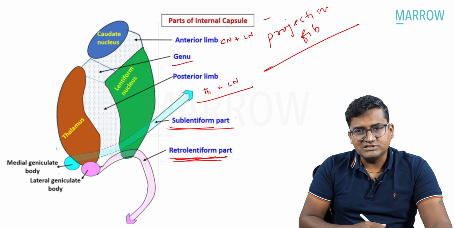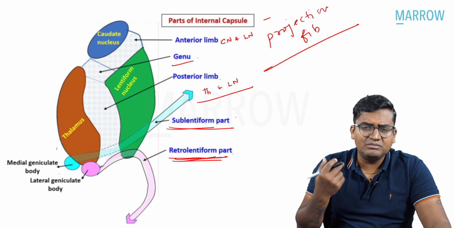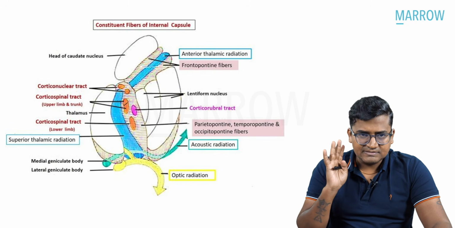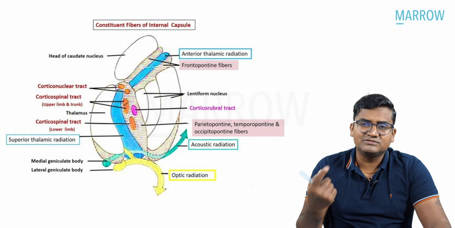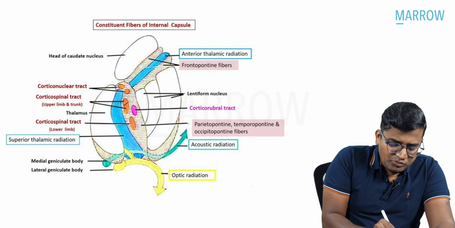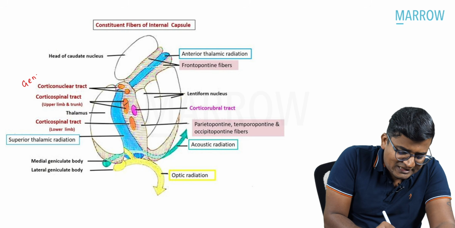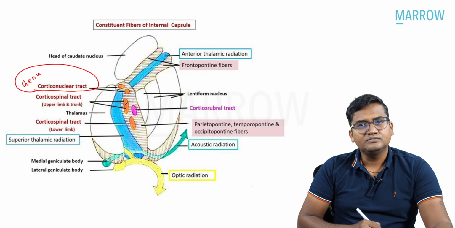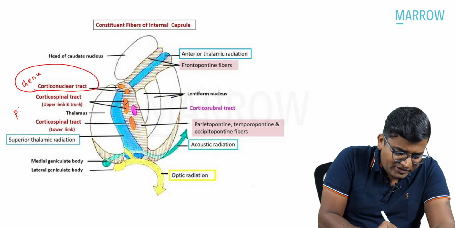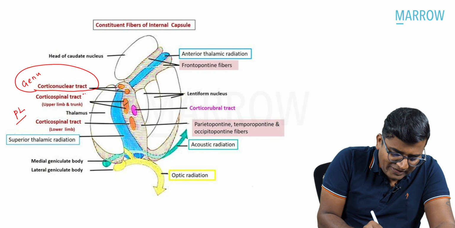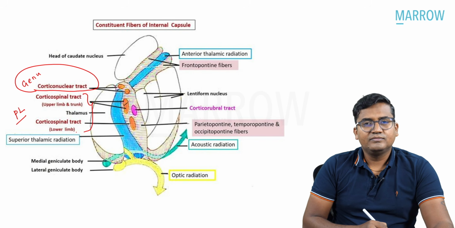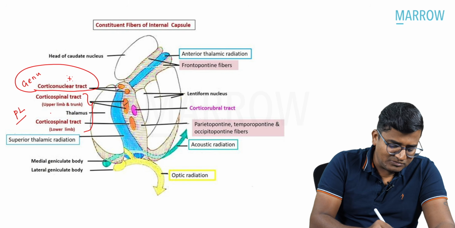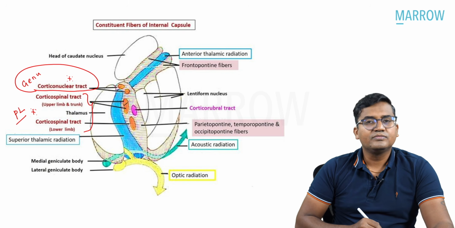Now what are the fibers passing through the internal capsule? I told you to remember at least 4 structures. In the revision module I told you, please remember 4 structures. From this only we will get the question. What are those? Now in the genu of the internal capsule, the corticonuclear tract is passing. Now in the posterior limb of the internal capsule, we have the corticospinal tract. Okay, so genu, corticonuclear tract; posterior limb, corticospinal tract.